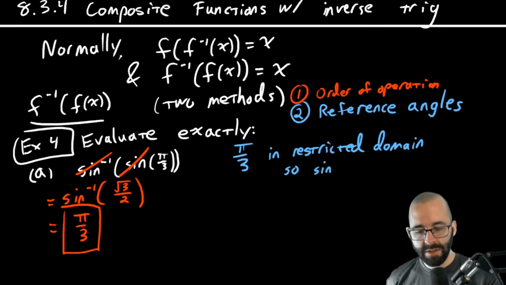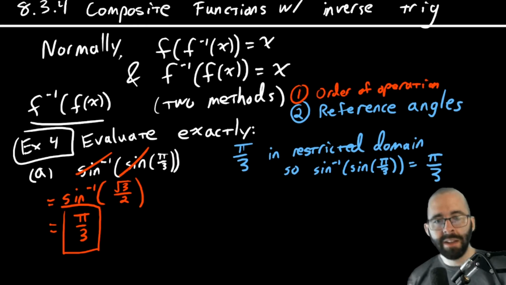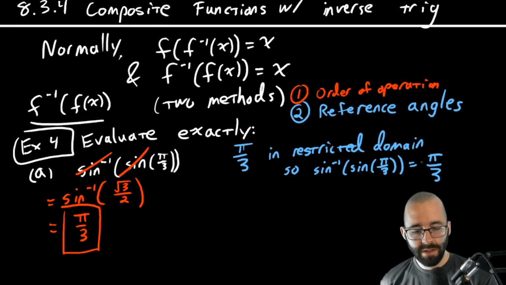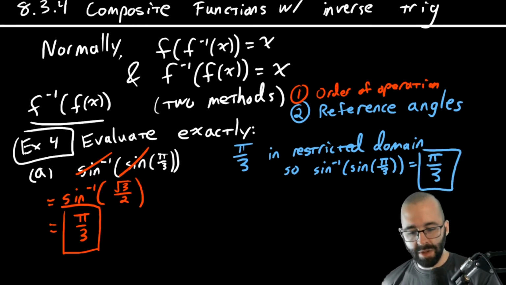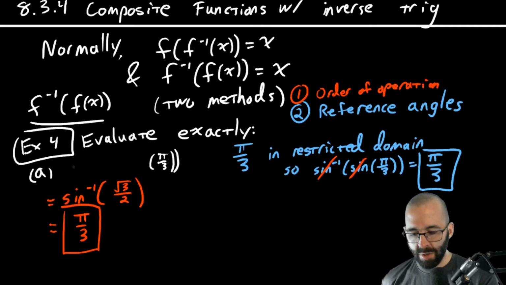So sine inverse, sine of pi over 3. They cancel each other out. We're just left with pi over 3. If pi over 3 wasn't in the restricted domain, this would be harder. So that's kind of what we're doing here. And they cancel out. And again, with this method, we shouldn't be writing it that way. I wanted to erase those red marks.